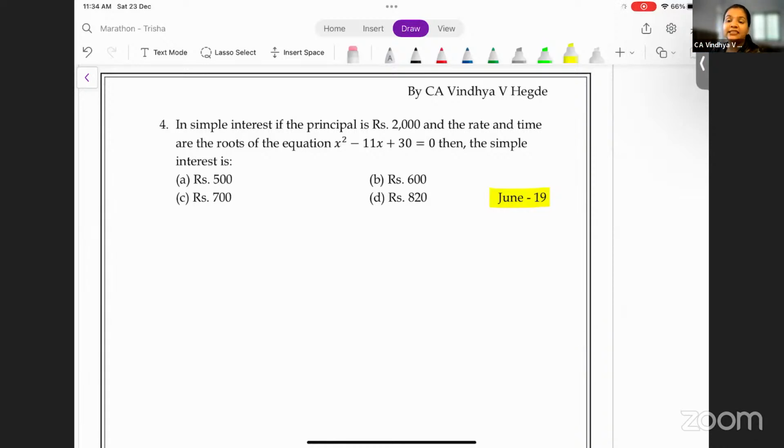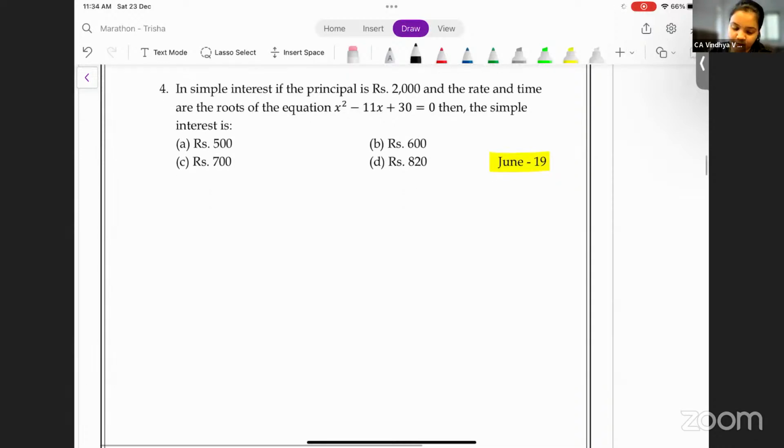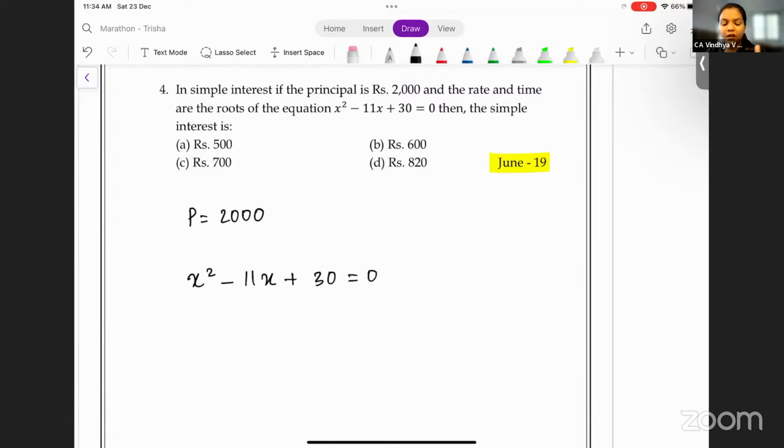What is given here? It's given if simple interest, if the principal is 2,000, P is equal to 2,000. And the rate and time are the roots of the equation. Okay. What is the equation? Correct? Principal is 2,000. Rate and time are roots of the equation. So you have to consider the equation, find the roots, and then consider the rate and time, because we need the interest. To find the interest, we need principal, rate and time. To find the rate and time, we have to find the roots of the equation.